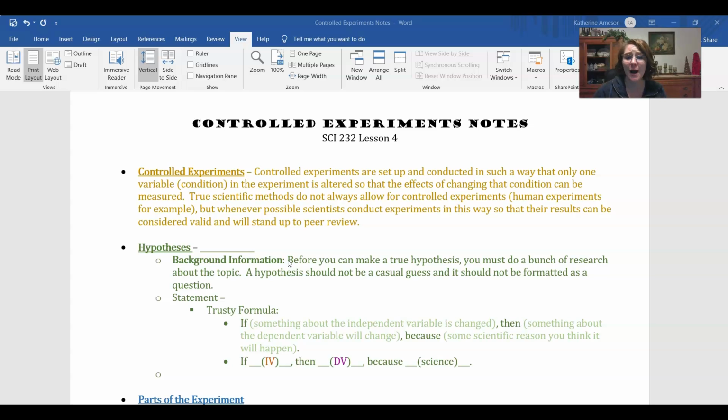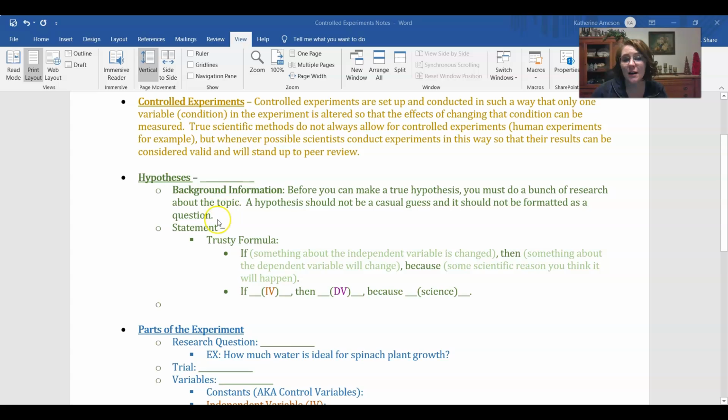You have to have true background knowledge. You need to know a lot of scientific information about what you're talking about to make a good hypothesis. And here's why. Because there are 3 things that have to go in a hypothesis. Some mention of the independent variable, some mention of the dependent variable, and then some part that is science.